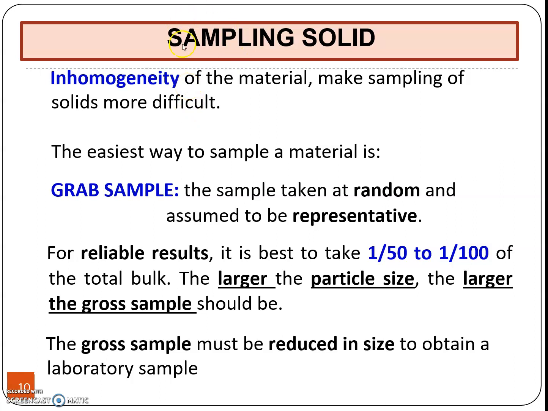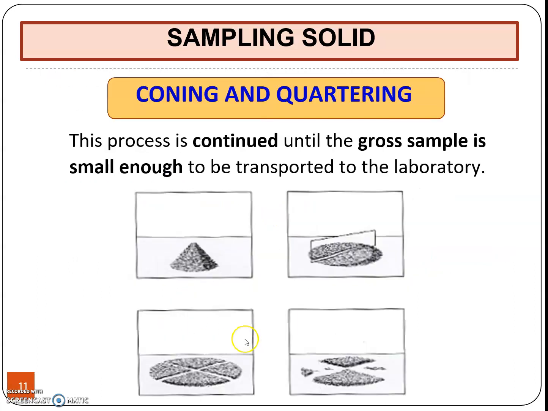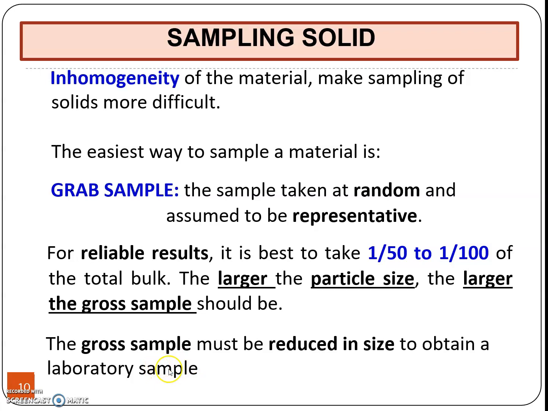For sampling solid. Okay, now we go to sampling solid. Because solid is heterogeneous, contoh nak ambil sampel soil, sampel soil solid, so kita nak ambil soil ada bercampur dengan batu ke apa, so kena remove lah that part. Okay, to make sure form as homogeneous sample. Okay, so grab sample must reduce to gross and lab sample like before slide.